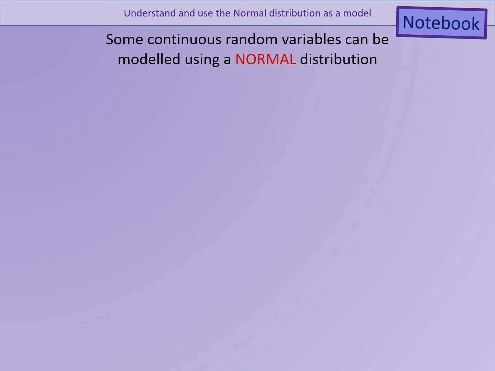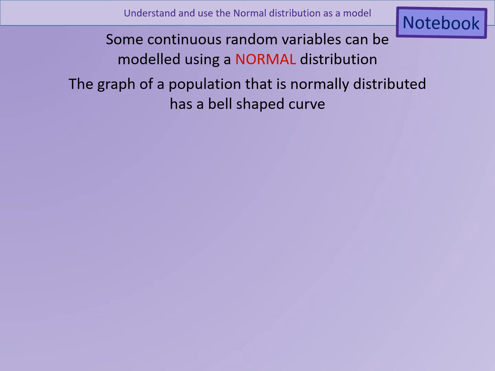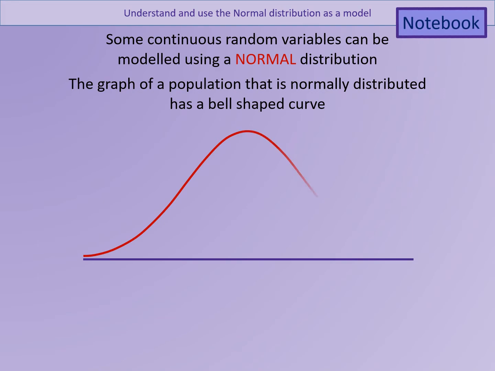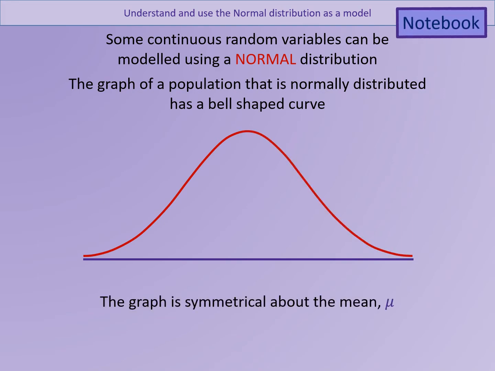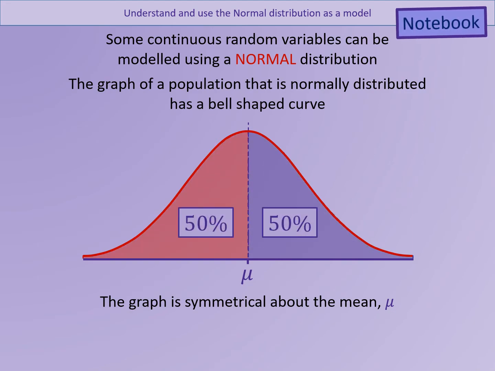Some continuous random variables can be modelled using a normal distribution. The graph of a population that is normally distributed has a bell-shaped curve. This graph is symmetrical about the mean mu. So the population mean is in the middle and splits the curve in two. This means that approximately 50% of the population lies above the mean and 50% lies below the mean. An example of this might be heights of people.